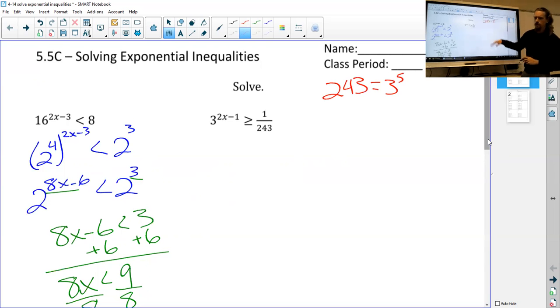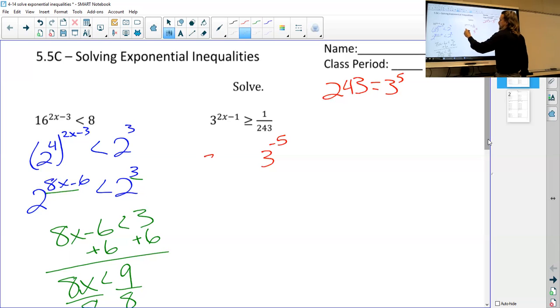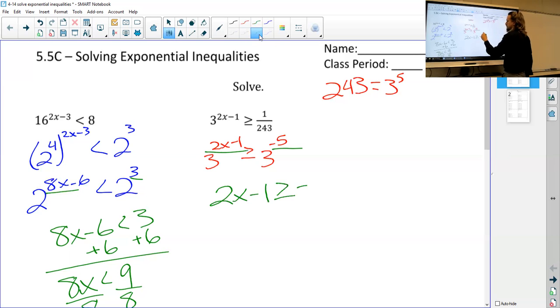And since we have 1/243, we know we need to flip that over. So instead of being to the positive 5th power, this is going to be 3 to the negative 5th power. Okay, left-hand side is perfect just the way it is. So 2x minus 1 greater than or equal to that. Once we have our bases the same, we can say that 2x minus 1 must be greater than or equal to -5. And then we just solve for that.